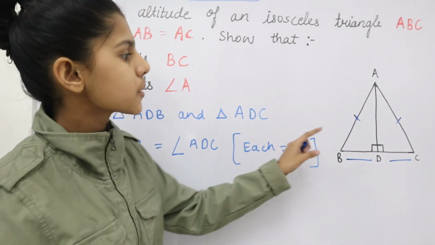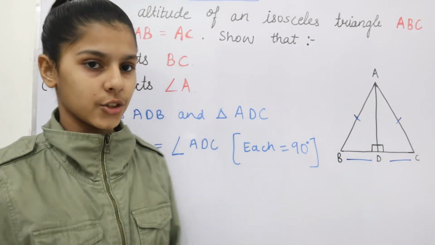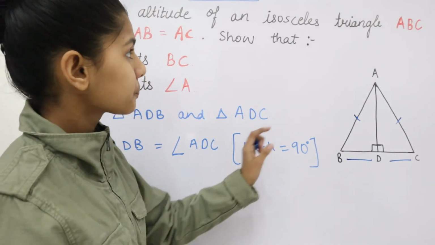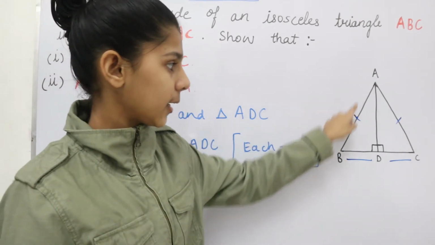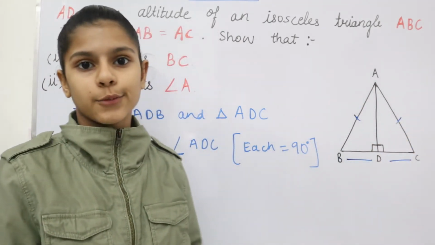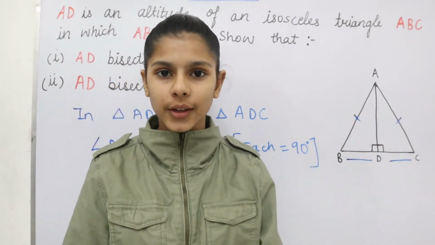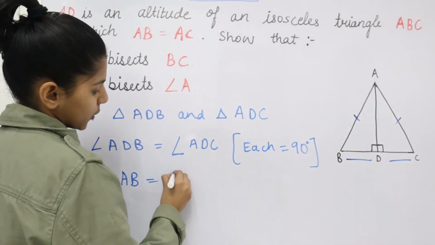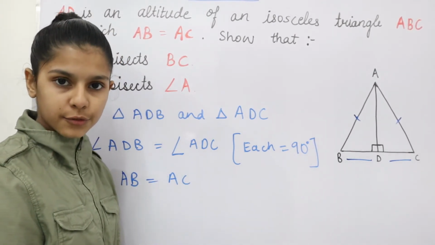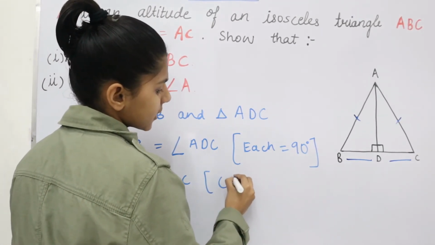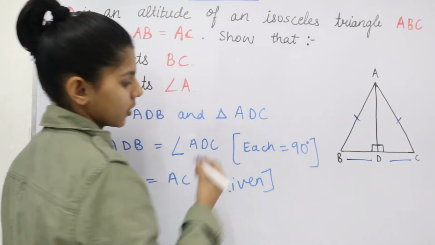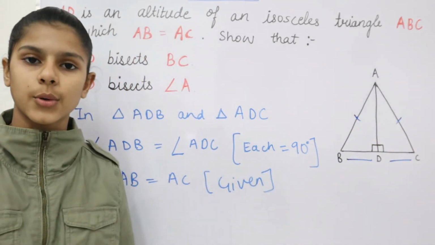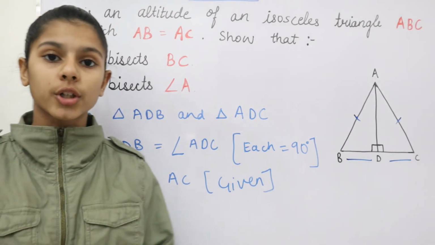For proving these both triangles congruent, we need three conditions. One we have got. What will be the other one? You can see it was given in the question that AB and AC are equal. It was given that these both sides are equal, and hence we can write that AB is equal to AC. The reason is that it is given in the question. So now we have got two conditions.